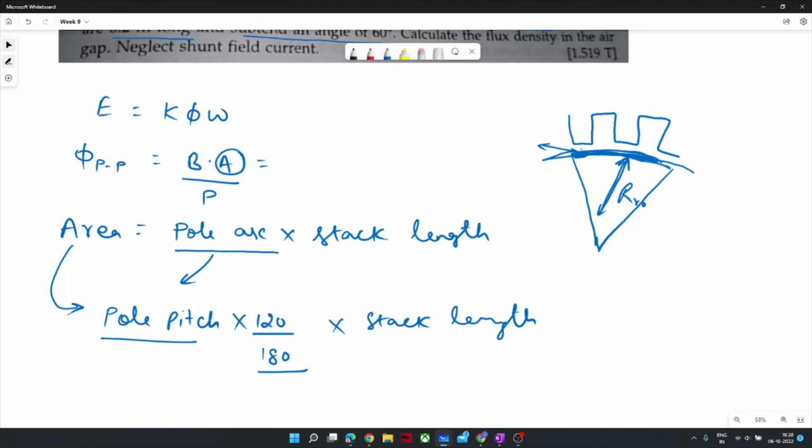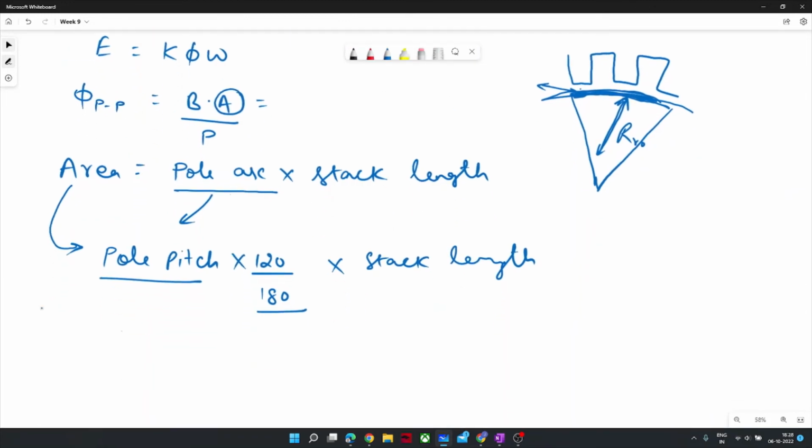And how to compute pole pitch? 2 pi r, right? Or pi into d. So you can do it here. Pole pitch is equal to 2 pi r, where r is the radius from the center to this point. Into 120 by 180 into the stack length.